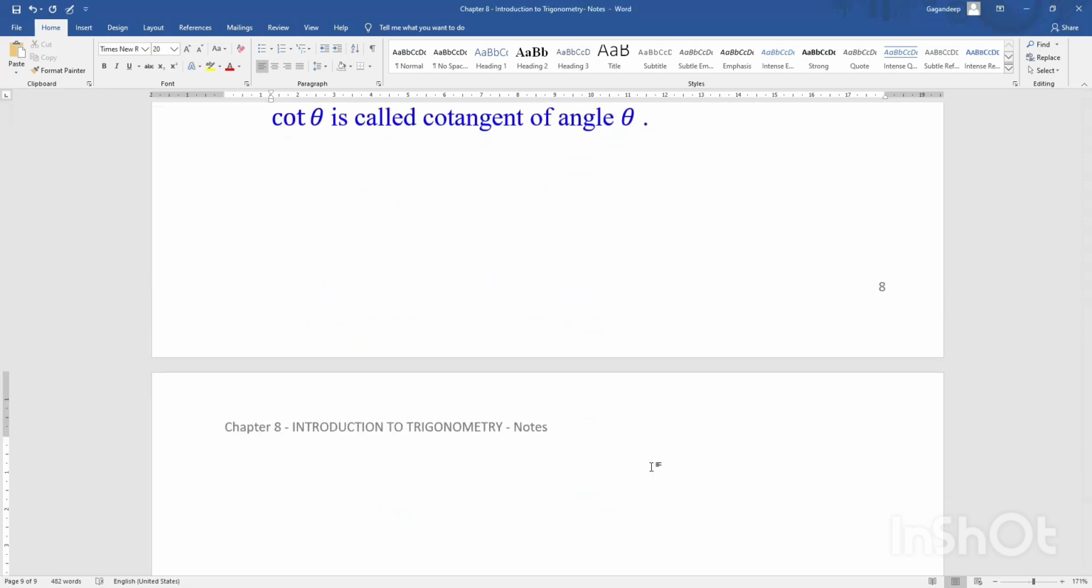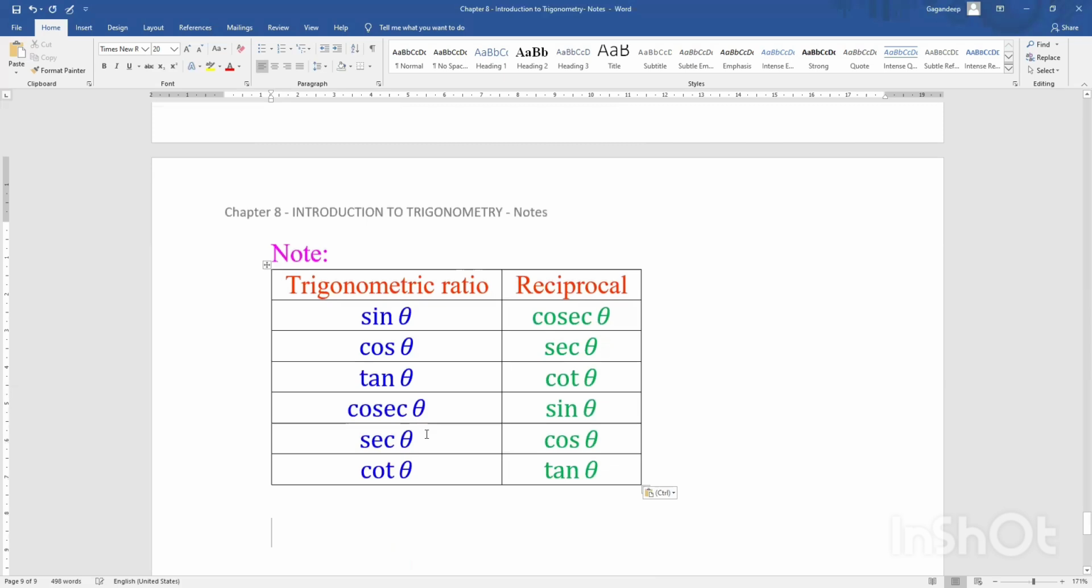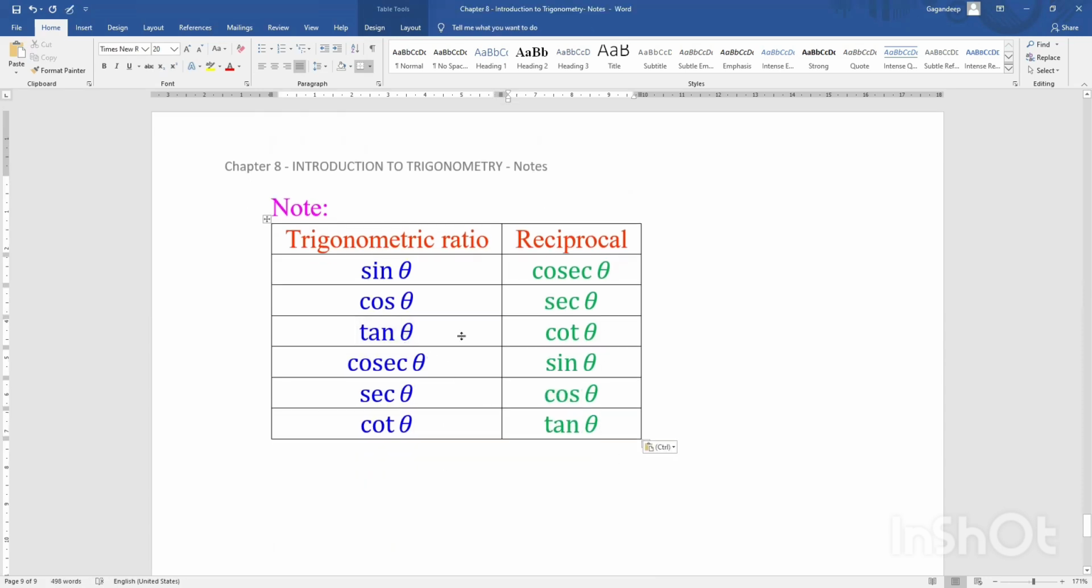Next thing I want to tell you is trigonometric ratio and the reciprocal. So now, as I told you, sine theta, the reciprocal of it is cosecant theta; cos theta, reciprocal is secant theta; tan theta, reciprocal is cot theta; cosecant theta, reciprocal is sine theta; secant theta, reciprocal is cos theta; and cot theta, reciprocal is tan theta. You need to remember this, okay, children? So very important concepts what I am discussing, okay?